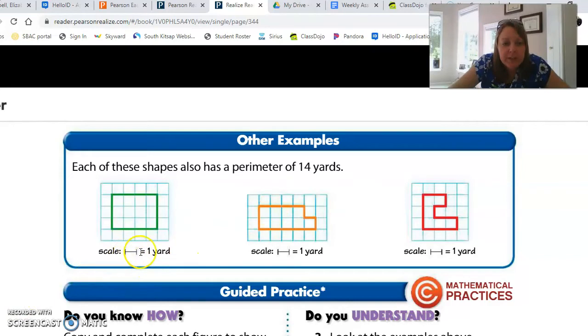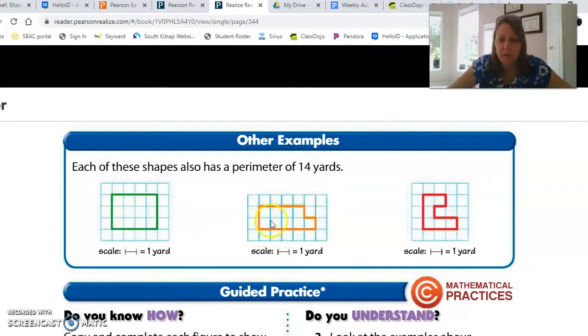So from here to here, each mark is 1 yard. So I like to go clockwise and count this way. So I'm just going to make sure that these all have 14. So if I start here, it says 1, 2, 3, 4, 5, 6, 7, 8, 9, 10, 11, 12, 13, 14. So that one is 14 yards.